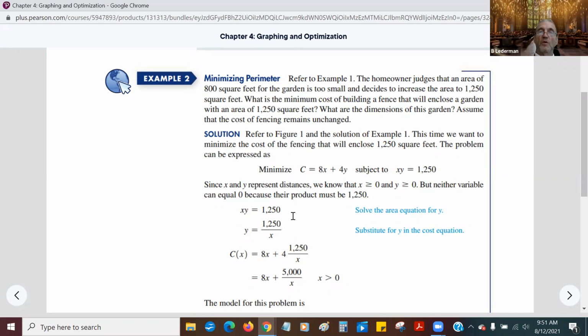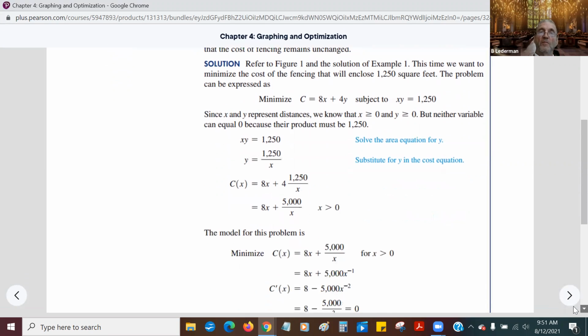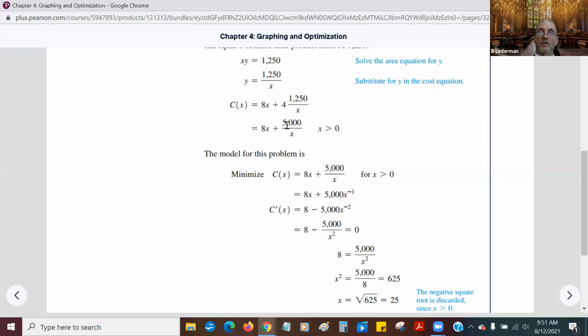Well, if xy equals 1250, I'm going to solve for y, but I'm going to solve for y in this equation, not the other equation. And I'm going to say y is equal to 1250 over x. So the cost is going to be 8x plus 4y, but I'm going to substitute 1250 over x as my y. And now, of course, x has to be positive, and that's 8x plus 5,000 over x. So I want to find a minimum for this.